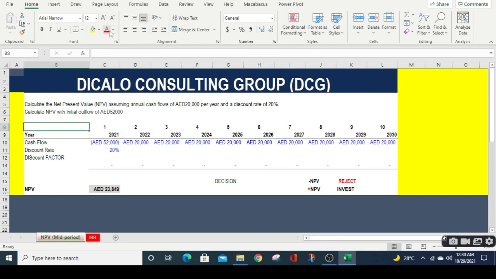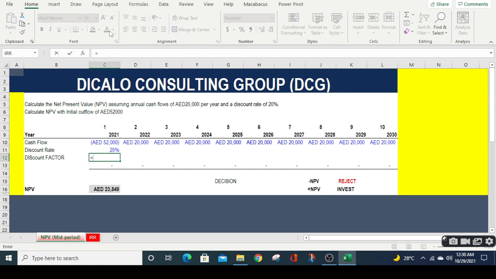So the first thing in the second method is that once you have this, you want to use the financial table. The first thing you need to do is calculate what we call the discount factor. The discount factor for any net present value is given as 1 divided by, bracket open, 1 plus the discount rate, which is 10%.